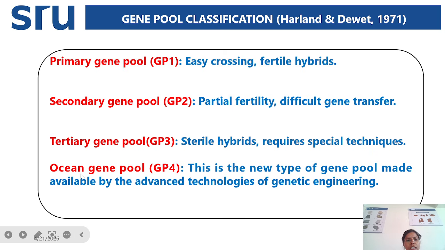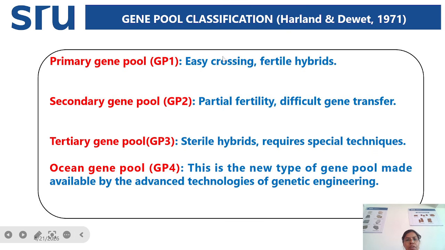This is a newly added gene pool, the quaternary gene pool. It is also called gene pool 4. Generally, this gene pool is available by using some of the advanced technologies of genetic engineering. So these are the four different types of gene pool classification. The first one is the primary gene pool.